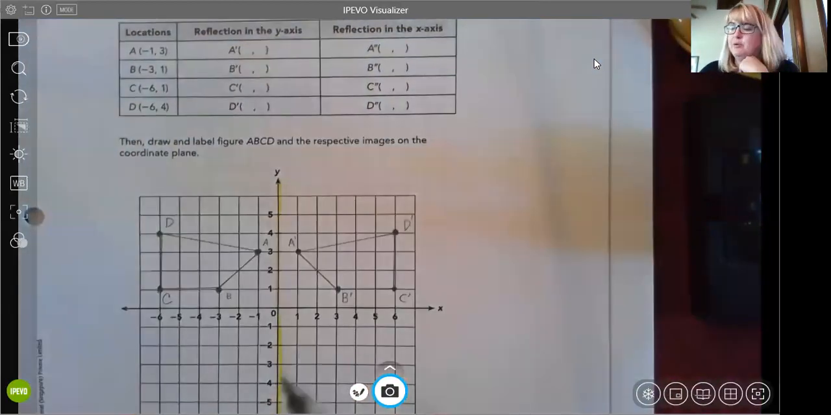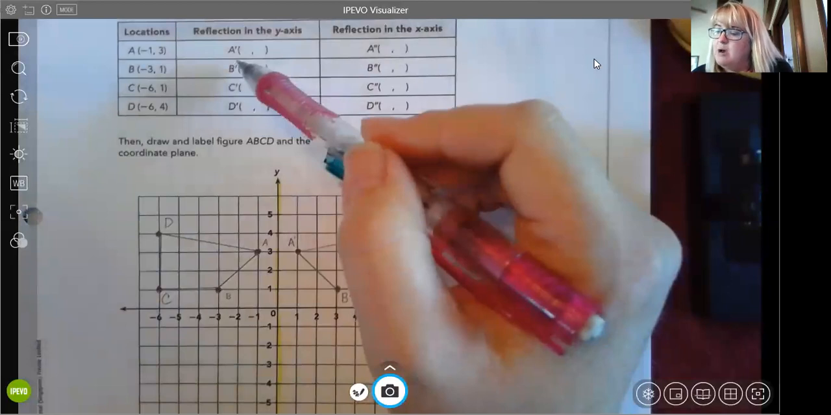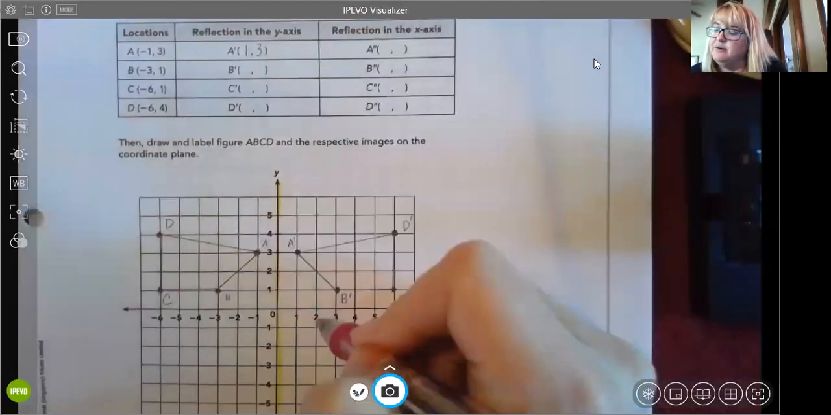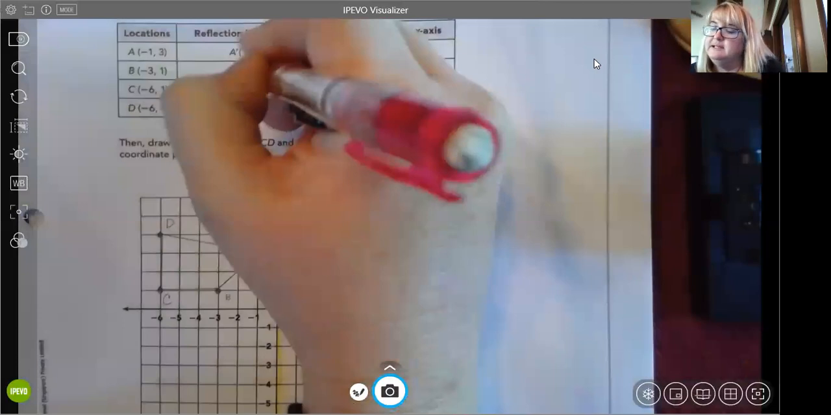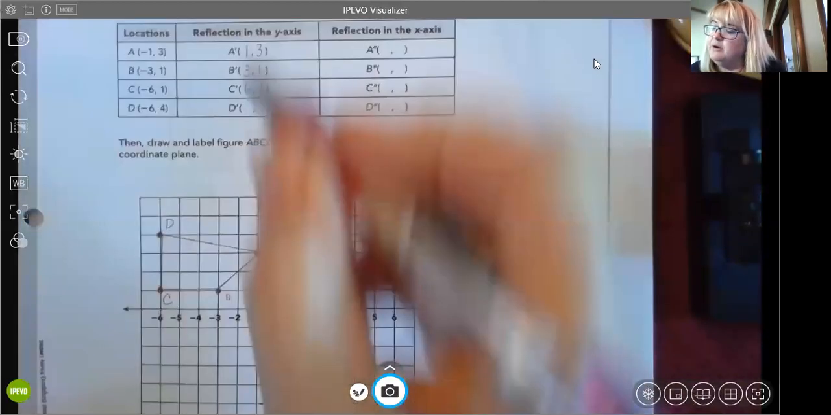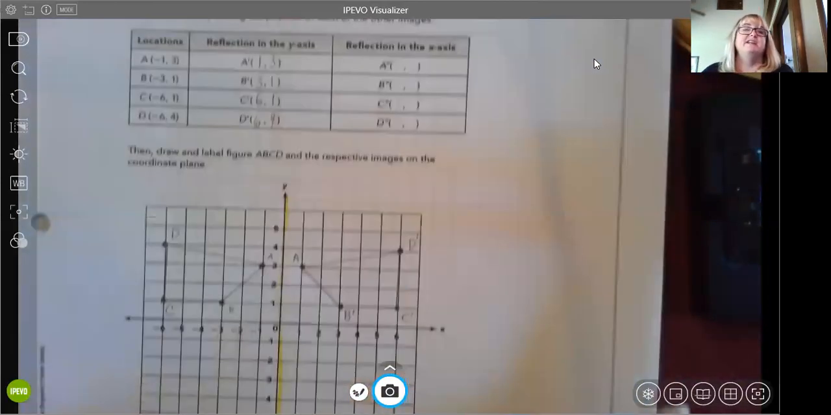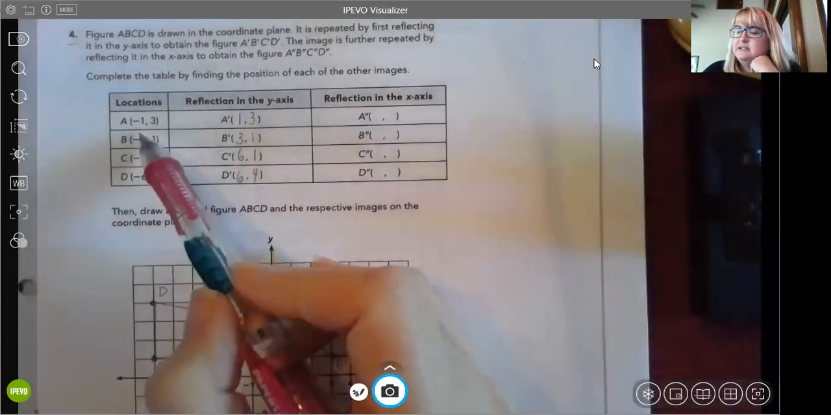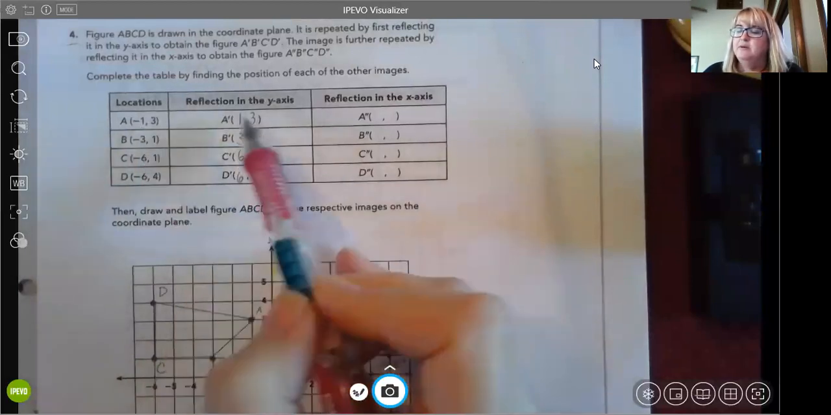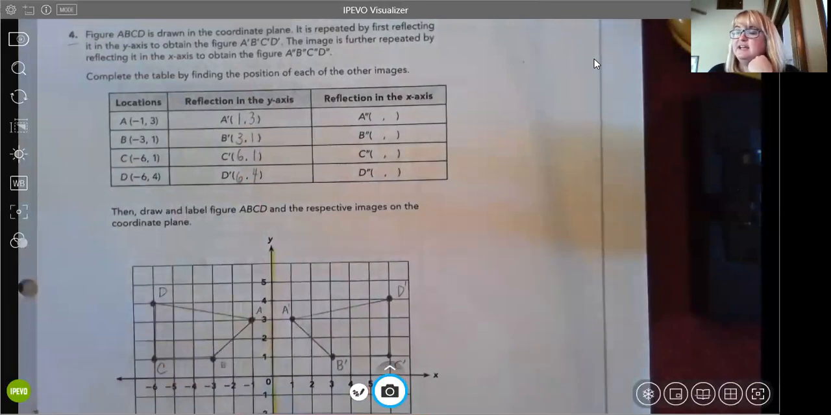All right, so let's look at our points now. When we went across the y-axis, A prime is now 1 and 3. And then B prime is now 3 and 1. C prime, go over 6, up 1, so 6 and 1. And D prime, we go over 6, up 4, 6 and 4. So let's look at what happened when we reflected it. The x-value went from negative 1 to positive 1, but the y-value stayed the same. That's because we're reflecting across the y-axis. So the y doesn't change, but the x does.